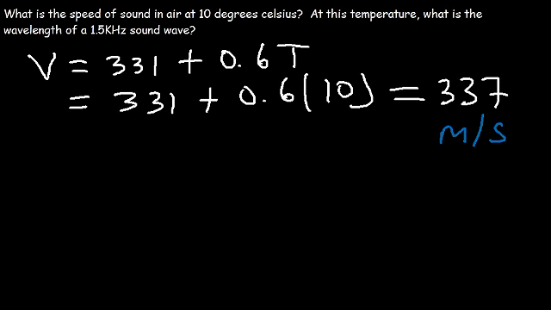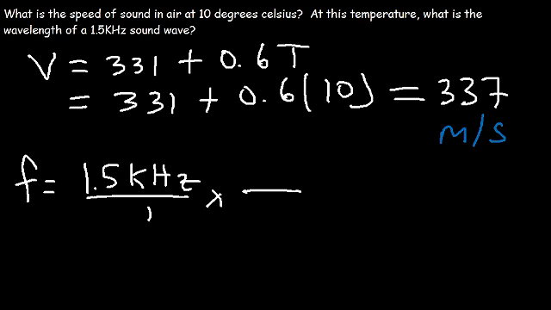Now, at this temperature, what is the wavelength of a 1.5 kilohertz sound wave? So we have the frequency, but let's convert it from kilohertz to hertz. 1 kilohertz is about 1,000 hertz.